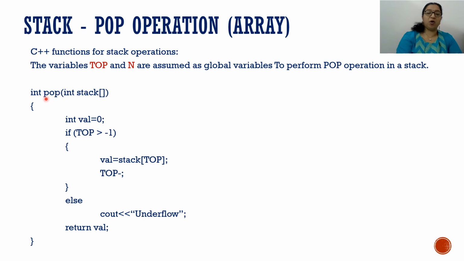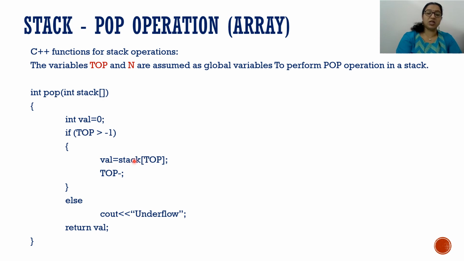So int pop: int is the return type, pop is the function name, and we are passing the array to this function. Then the statements are, first we want to declare a variable for assigning that topmost element. So val is the variable here. Now we are checking whether there are any values in the stack or not. If top is greater than -1, that means there is an element, so we can retrieve that one. Val is equal to stack of top. So this is the way of retrieving.